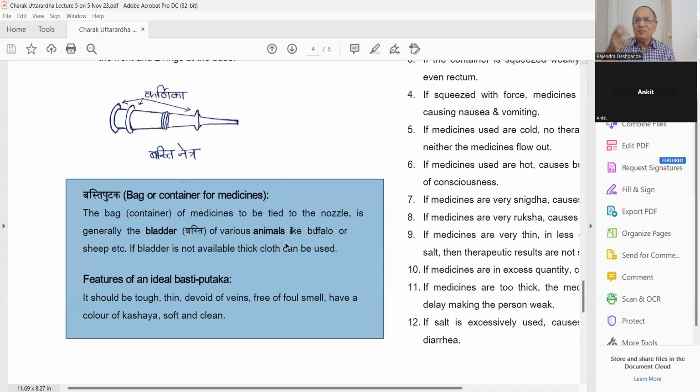Why the word Basti? Why we say the Basti? Because previously in the Charak time, olden days, what they do, they prepare this particular bag from the animal skin. Various animals like buffalo or the sheep. Nowadays it is not allowed. If that is not available, thick cloth can be used. Some of the Vaidyas, they use the big plastic bags also.